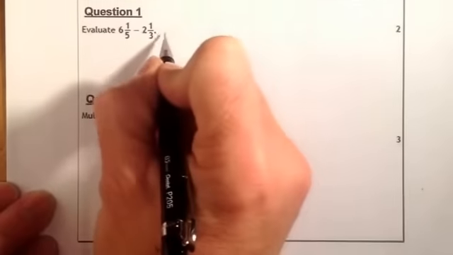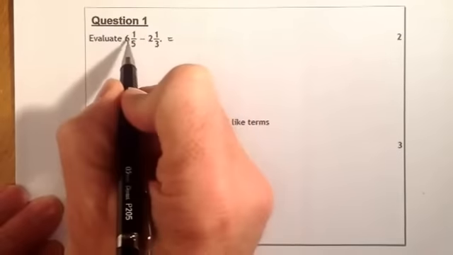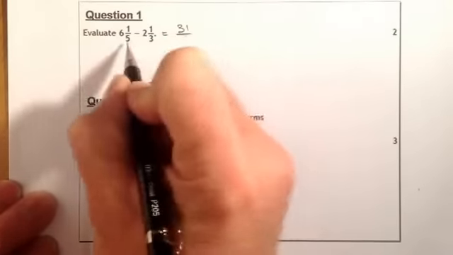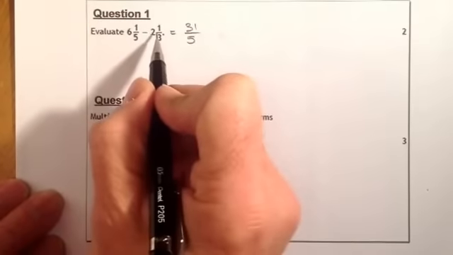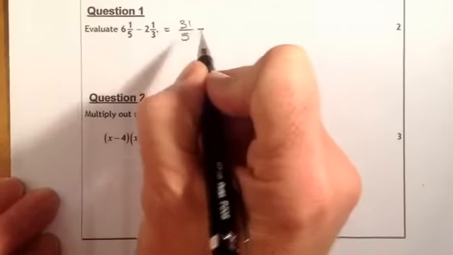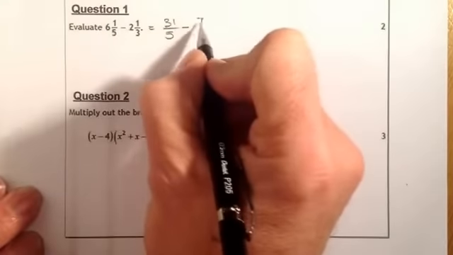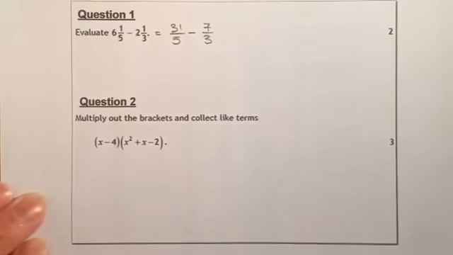Right, so first one we've got is we're going to evaluate mixed number fractions and we're going to subtract them. The first thing I'm going to do is change them to top heavy. So 6 times 5 is 30 plus 1, 31. That's 31 over 5. I'm going to change this one to top heavy as well. So I'm going to subtract. That's going to be 6 plus 1, which is 7, and that's all going to be over 3.